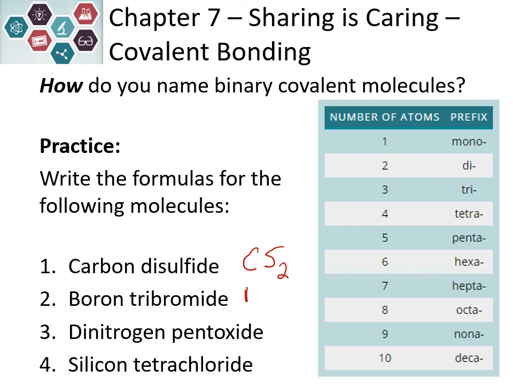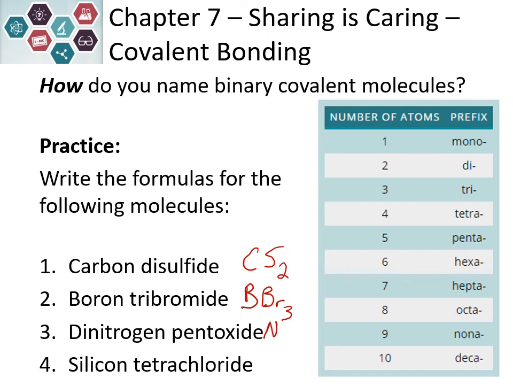Boron is B. There's only one of them because there's no prefix. Bromide, tri tells us that there's 3. So boron tribromide is BBr3.